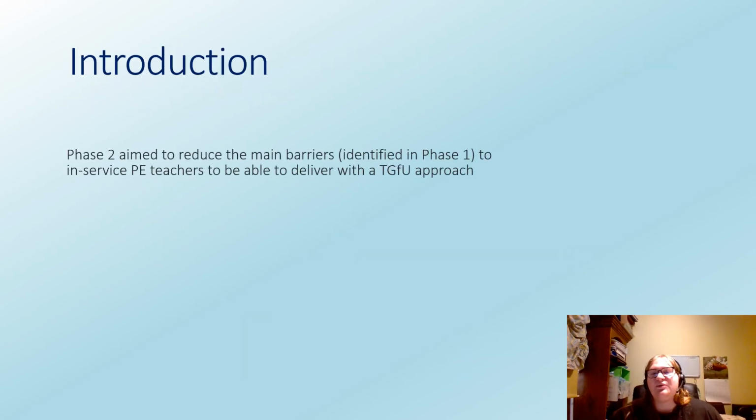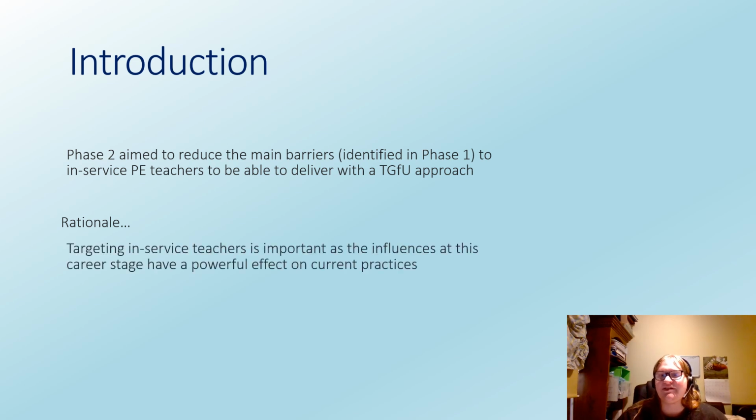So phase 2 aimed to reduce the main barriers, those 5 ones that I mentioned as part of that phase 1. This was to reduce them for in-service PE teachers in the hope that they will be able to deliver a TGfU approach. The rationale for this is because targeting in-service teachers was very important to be able to influence what is currently happening in schools in the UK.